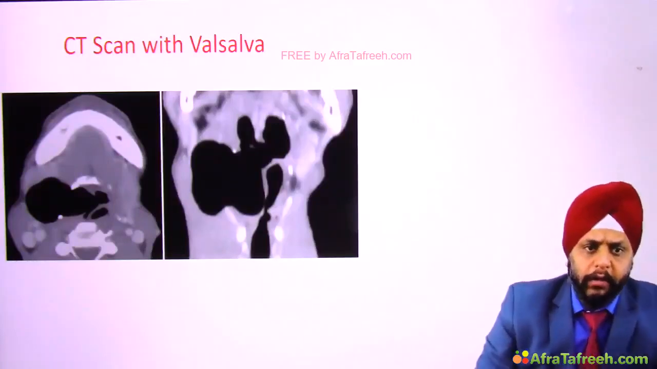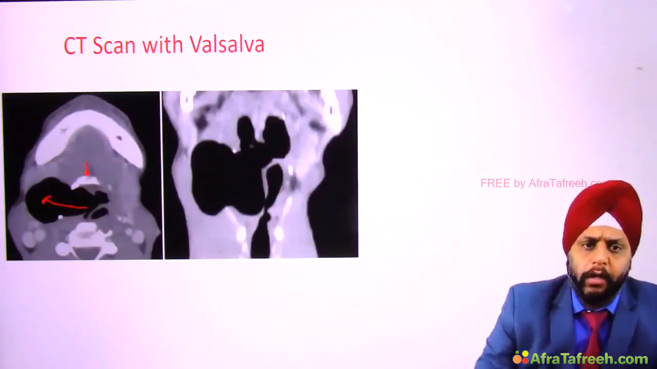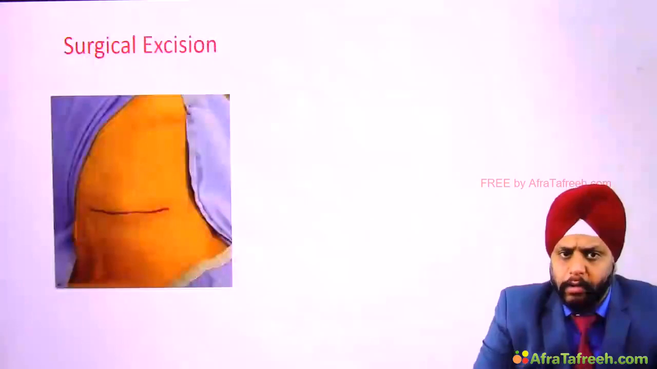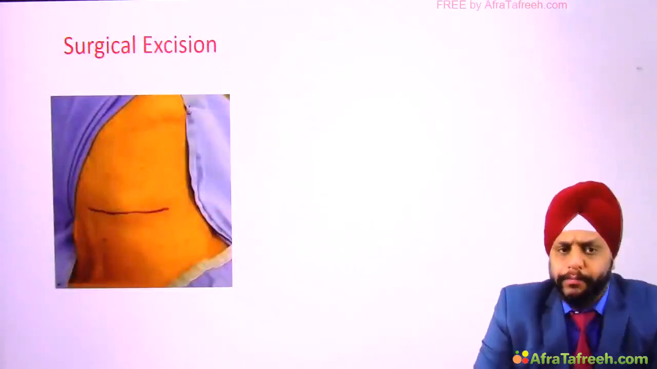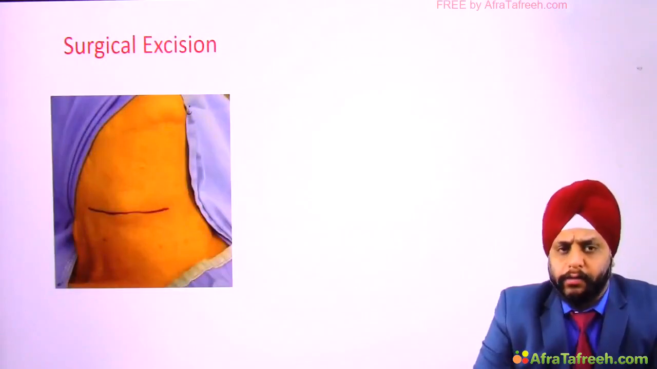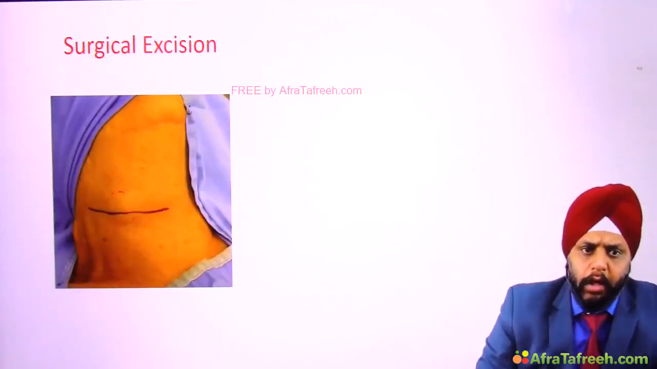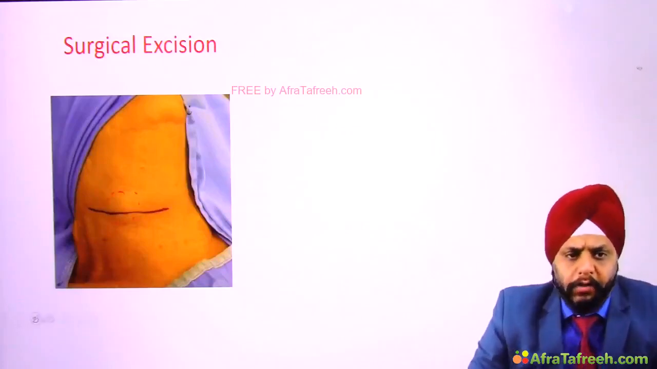This is the CT scan of a patient of laryngocele done in Valsalva maneuver. You can see that this is the thyroid cartilage and this laryngocele is going outside of the neck. It's a case of external laryngocele. Here also you can see. Right. Treatment. The treatment of the laryngocele is by surgical excision. So you can see there is a laryngocele over here and we plan to do a surgical excision.